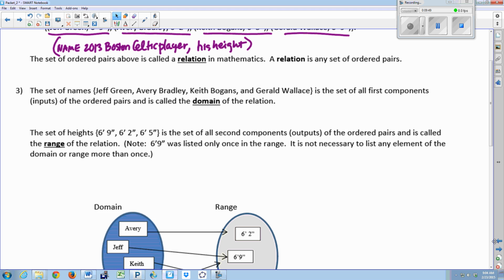The set of names Jeff Green, Avery Bradley, Otis, and Gerald Wallace is the set of all first element inputs of the ordered pairs.